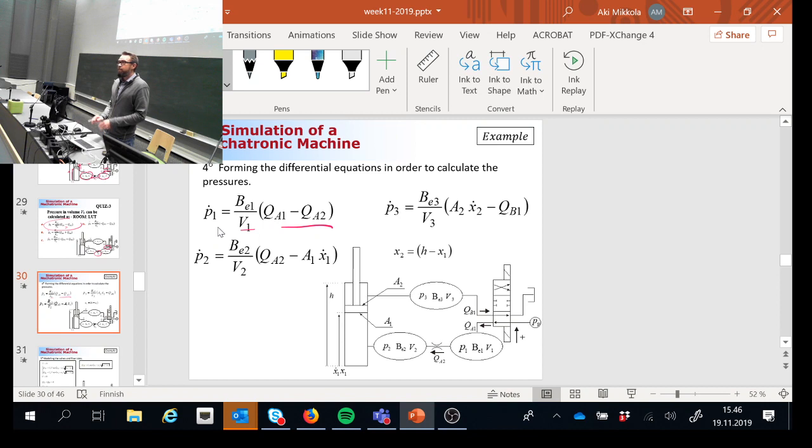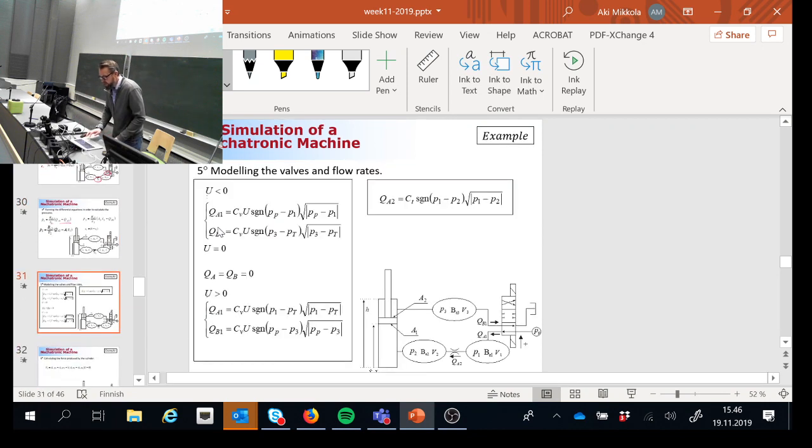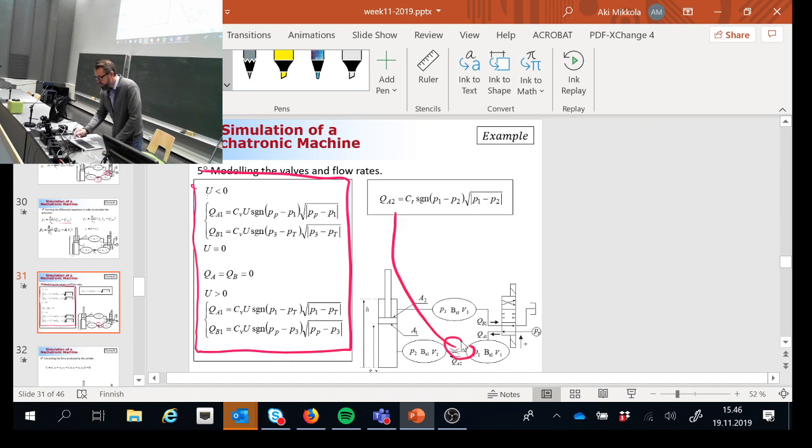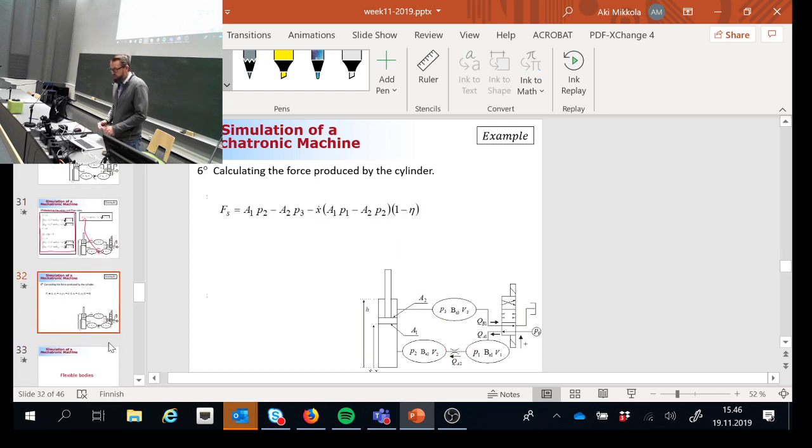So that's step number 4, create the differential equations. Okay, step number 5, modeling the valves and flow rates. Depending on the spool position, you can have 3 different scenarios, like it is shown here. This is exactly what we discussed earlier in the case of the direction valve. And in the case of the throttle valve, the flow rate is modeled by using this simple algebraic equation. And then the final thing is the force produced by the cylinder.